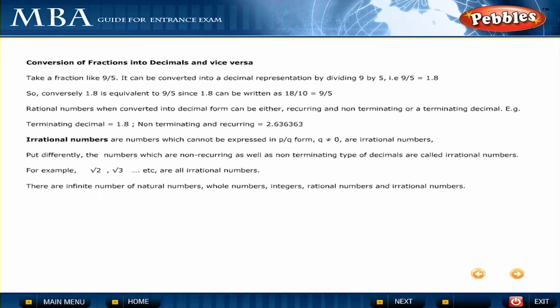where q is not equal to 0. Put differently, the numbers which are non-recurring as well as non-terminating type of decimals are called irrational numbers. For example, square root 2, square root 3, etc. are all irrational numbers. There are infinite numbers of natural numbers, whole numbers, integers, rational numbers and irrational numbers.